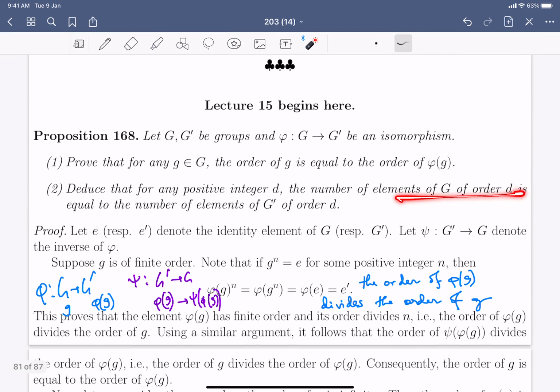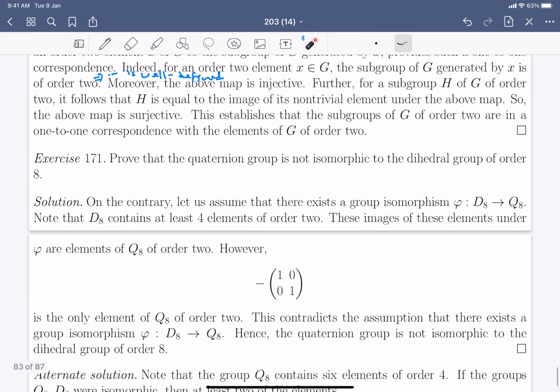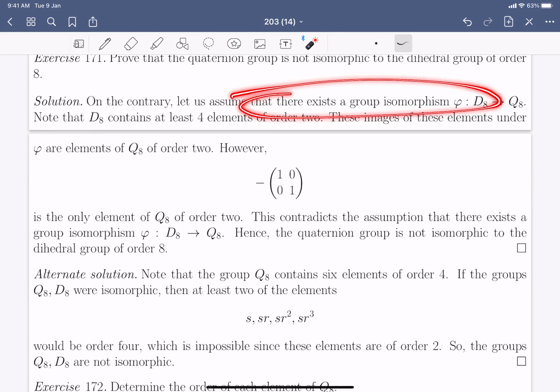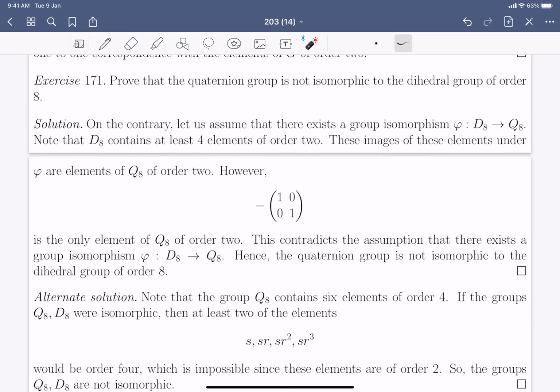The number of elements of order d in G has to be equal to the number of elements of G prime of order d for any positive integer d. So that fails to hold for d equal to 2. For d equal to 2, the proposition fails to hold in this context. So we cannot assume that there exists a group isomorphism from D8 to Q8. In other words, this proves that this quaternion group is not isomorphic to the dihedral group of order 8.